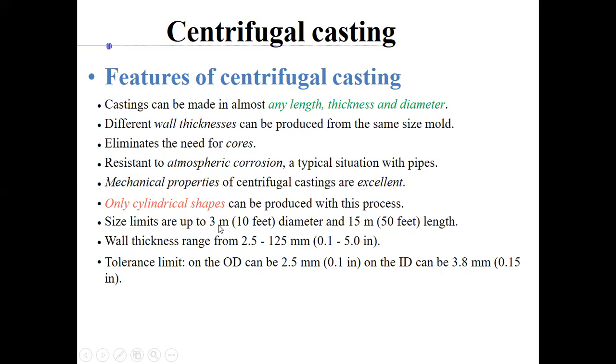Size limits are up to 3 meters or 10 feet in diameter and 15 meters or 50 feet in length. Wall thicknesses range from 2.5 to 125 mm, or 0.1 to 5 inches. This has been produced, right? The tolerance limit on the OD that can be achieved is 2.5 mm, and on the ID it can be 3.8 mm. So these are the features of this type of casting process, centrifugal casting.